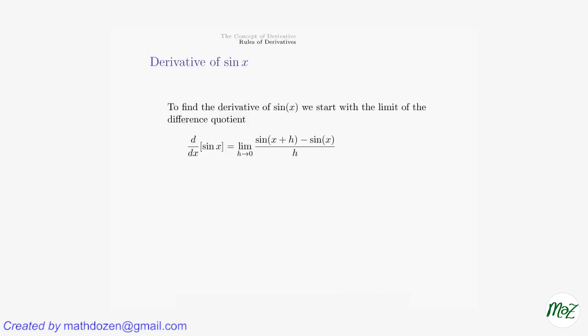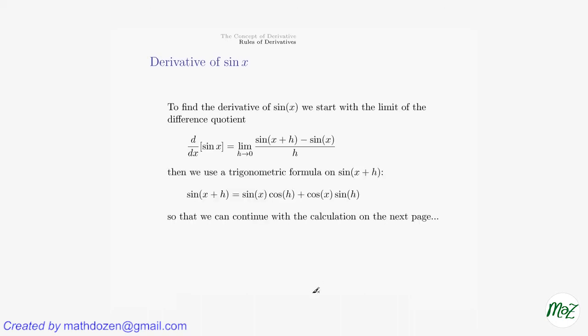Let's work on the calculation of the derivative of sine x. As the definition of the derivative suggests, we start with the limit of the difference quotient. So the derivative of sine x is the limit as h goes to 0 of sine of x plus h minus sine x, divided by h. Then we use a trigonometric formula on sine of x plus h. That will be equal to sine x cosine h plus cosine x sine h. And so we can continue the calculation on the next slide.